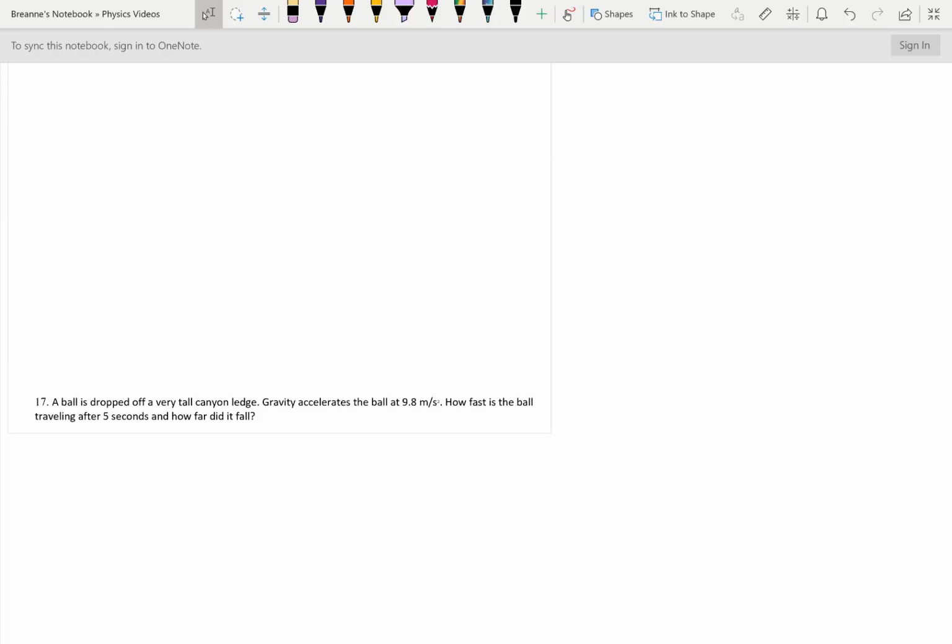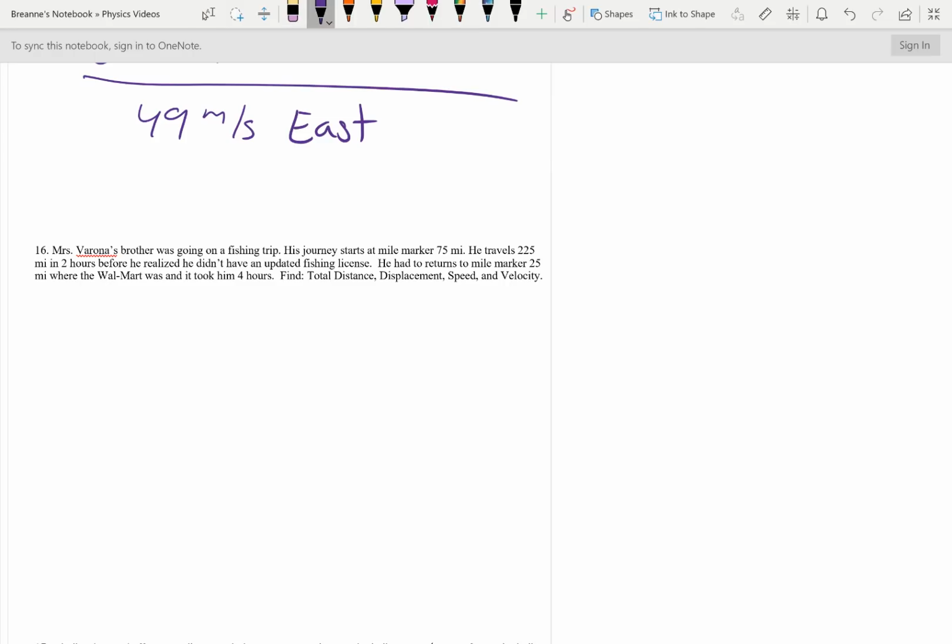Okay. So let's draw it out. He's starting at mile marker 75. It's not telling you that he's going 75 miles, it's just giving you a mile marker. So that's his starting point, so that becomes his initial position. Then it states that he travels 225 miles, and he does that in 2 hours.